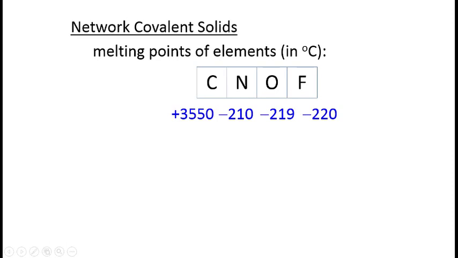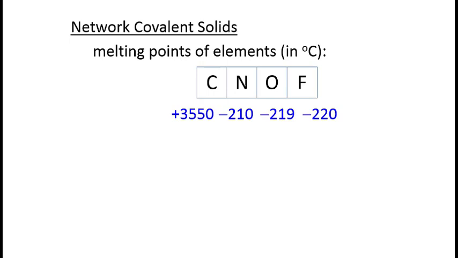Be careful with the terminology. Covalent compounds and covalent solids don't always go together. If we look at the melting points of some of the second period elements, one of these is not like the others. Nitrogen, oxygen, and fluorine all exist as diatomic molecules with dispersion as their only intermolecular force.